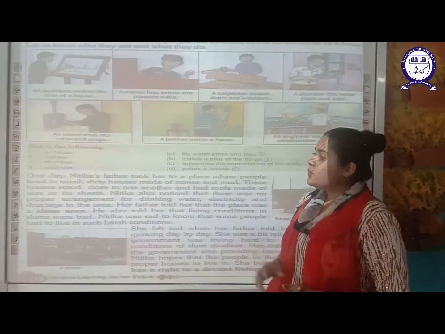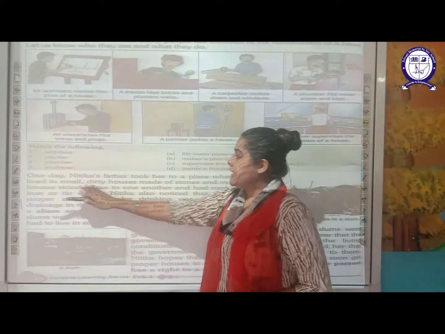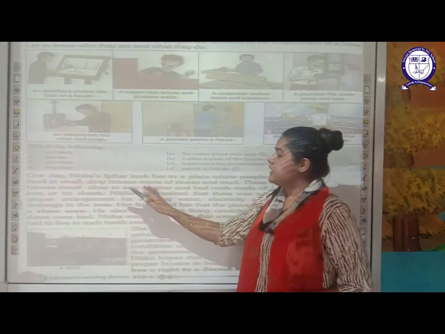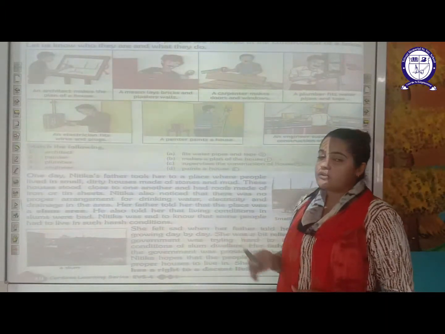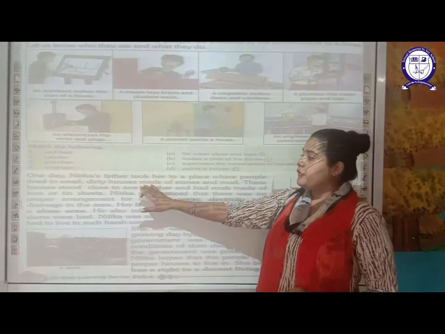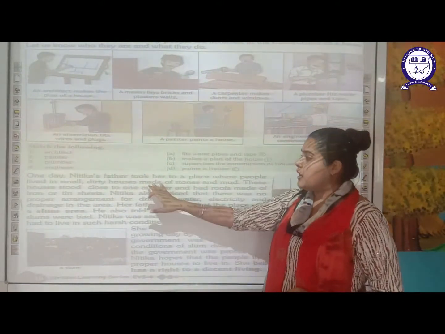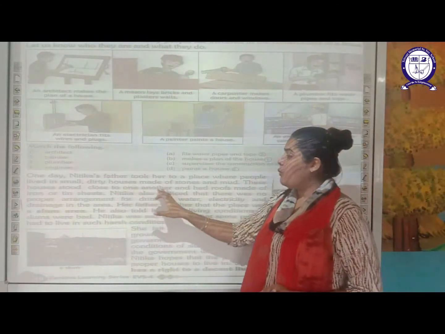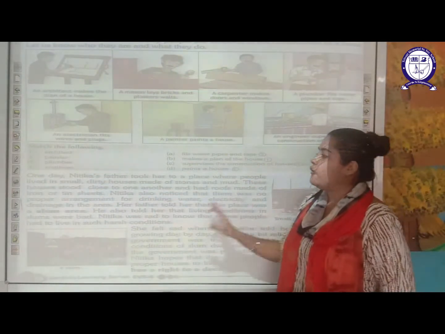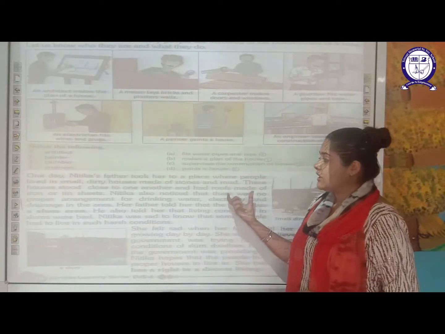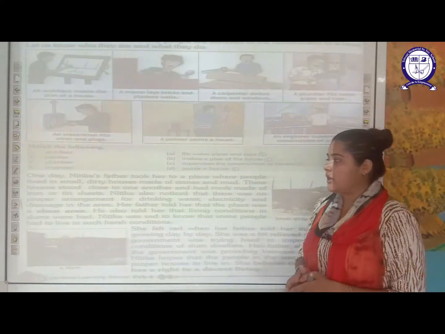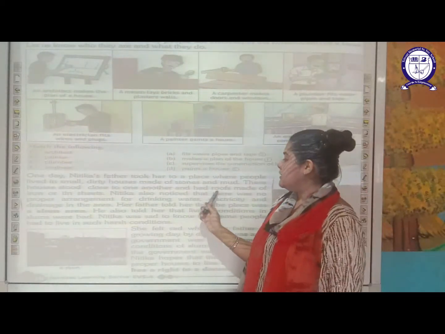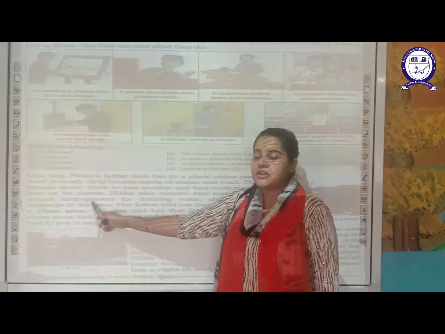Okay. Now let's move on to the last part here. One day, Nikita's father took her to a place where people lived in small dirty houses made of stone and wood. So they moved to these types of houses, which were built with stone and mud. These houses stood close to one another and had roofs made of iron and tin sheets.